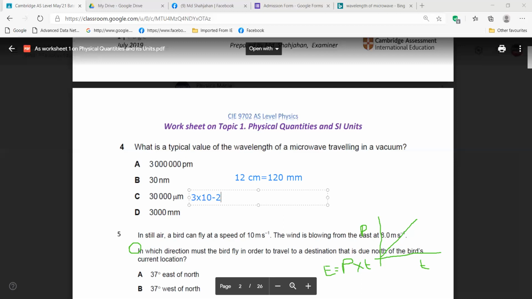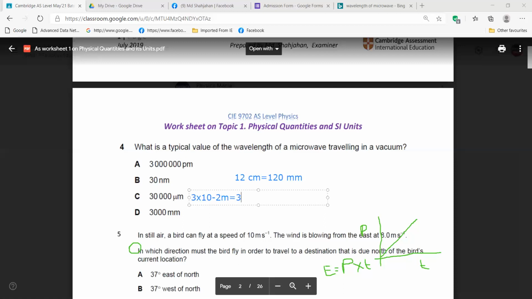3 into, can you check, if you multiply with 1000, then how much is coming? 30. 30 millimeters is coming. This value is in meter, right? Yes, sir. 3 into 10 to the minus 2 meter. You can convert to centimeter directly. Then it's coming 3 centimeter only.